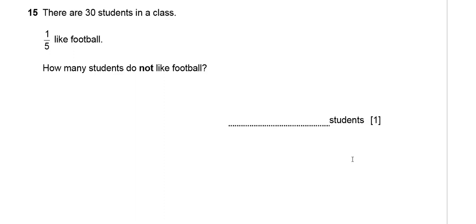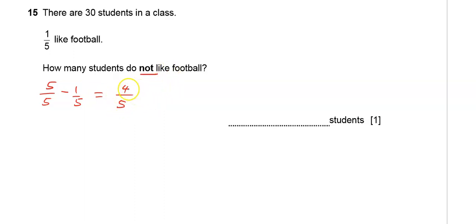Question number 15. There are 30 students in a class. A fifth like football. How many students do not like football? So in the class, there are 5 over 5 students, and a fifth likes football. Since the fractions have the same denominator, you can subtract the numerators. 5 minus 1 gives us 4 over 5. So 4 over 5 do not like football.